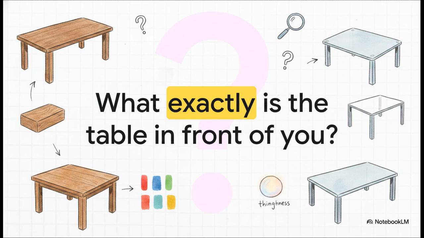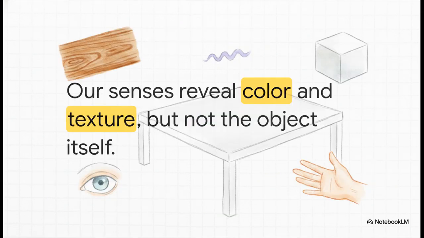But metaphysically speaking, when you point and say, this table, what exactly are you referring to? Are you talking about the wood, the rectangular shape, the brown color, or is there something else? Some kind of invisible underlying thingness that makes it a table? Well, here is the absolute kicker about how we perceive the world.